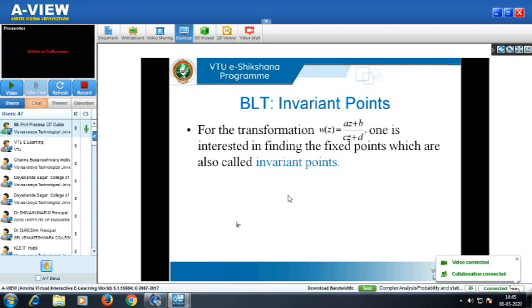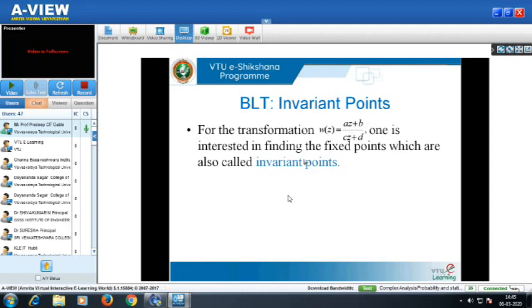And w is the dependent variable. That means w is a function of z. So that means there is a function from this complex plane to this complex plane. And I said I want to consider only these kind of functions, w equal to (az plus b) divided by (cz plus d), where ad minus bc is not equal to 0. These are called bilinear transformations, and we have already seen these are conformal mappings, etc.